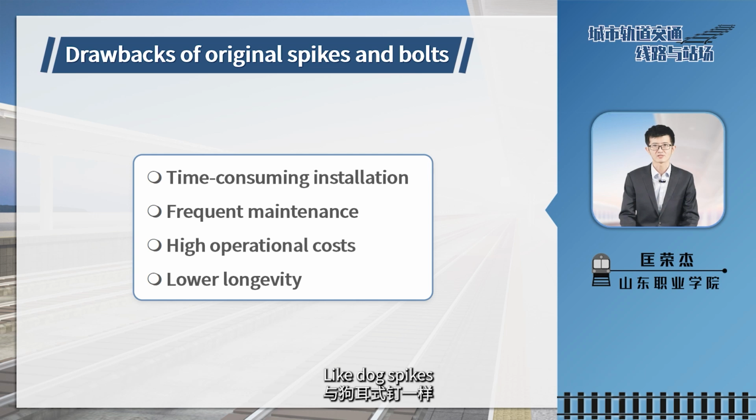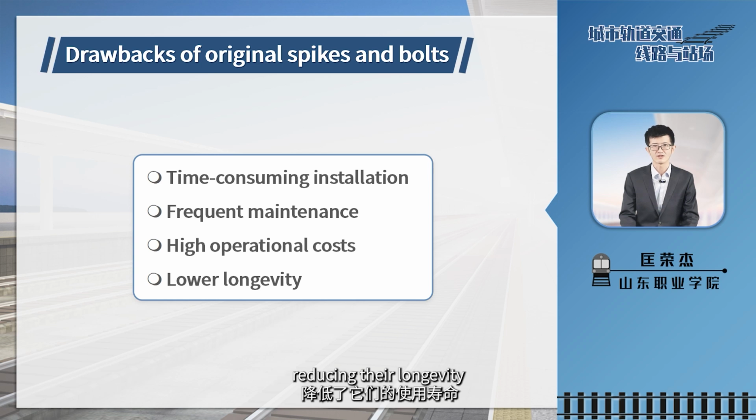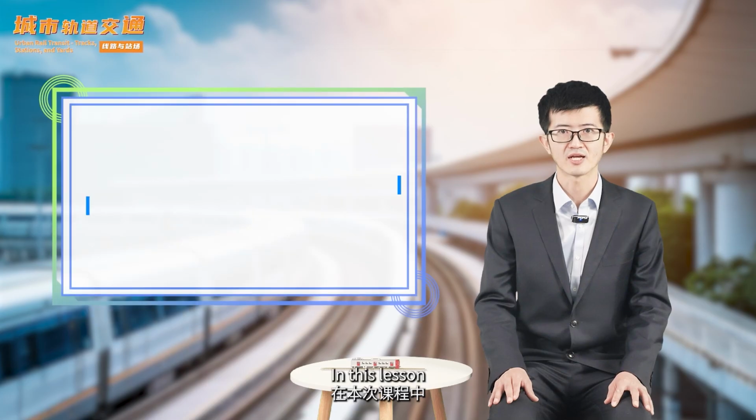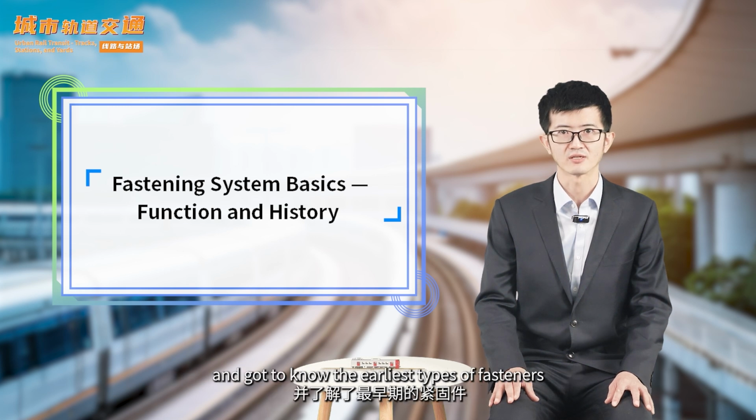Like dog spikes, round bolts and thumb bolts are sensitive to the vibrations caused by passing trains, potentially causing loosening over time. They are also vulnerable to corrosion, particularly in regions with harsh weather conditions or proximity to water bodies, reducing their longevity. In this lesson, we learned about the generation and function of fasteners and got to know the earliest type of fasteners.